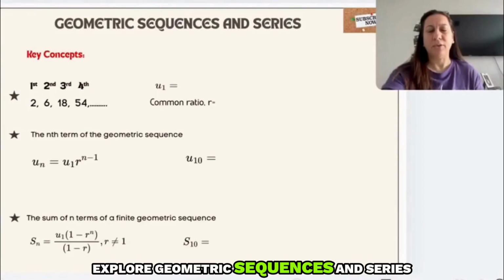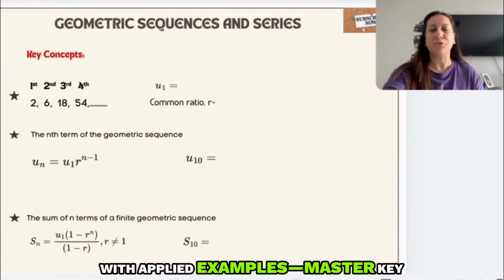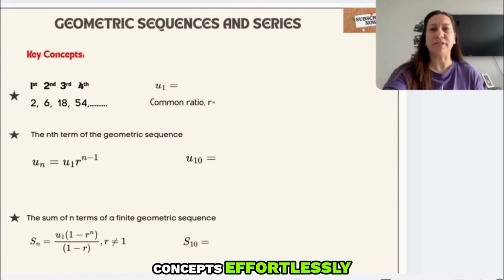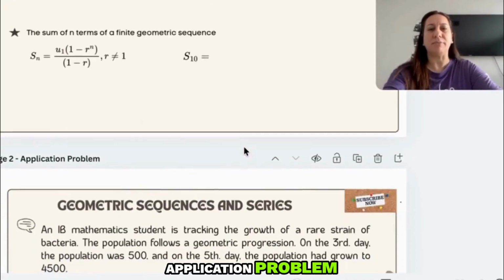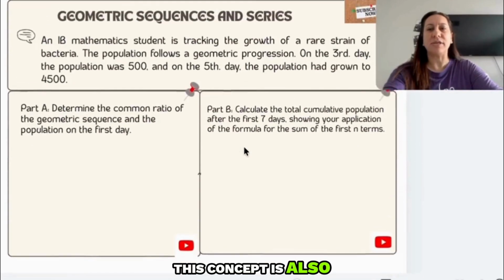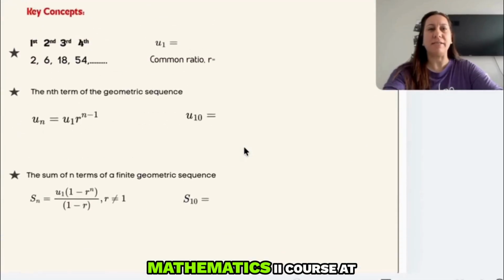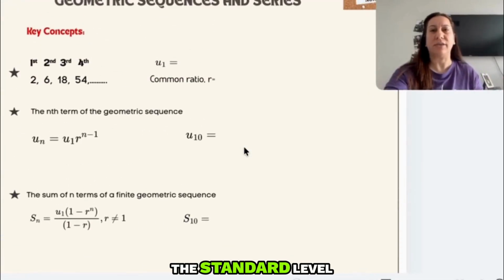Explore geometric sequences and series with applied examples. Master key concepts effortlessly, then practice with an application problem. This concept is also essential in the IB Mathematics AI course at the standard level.